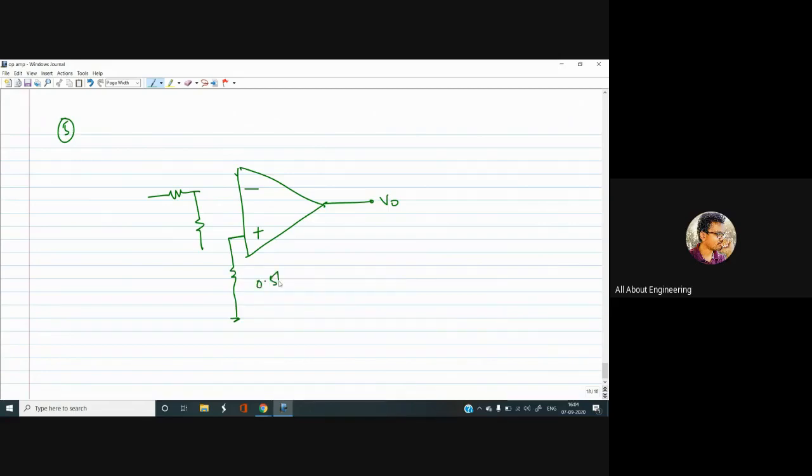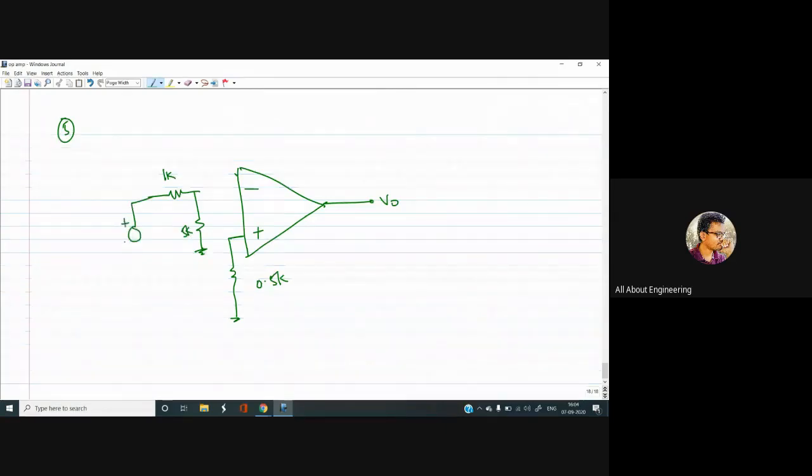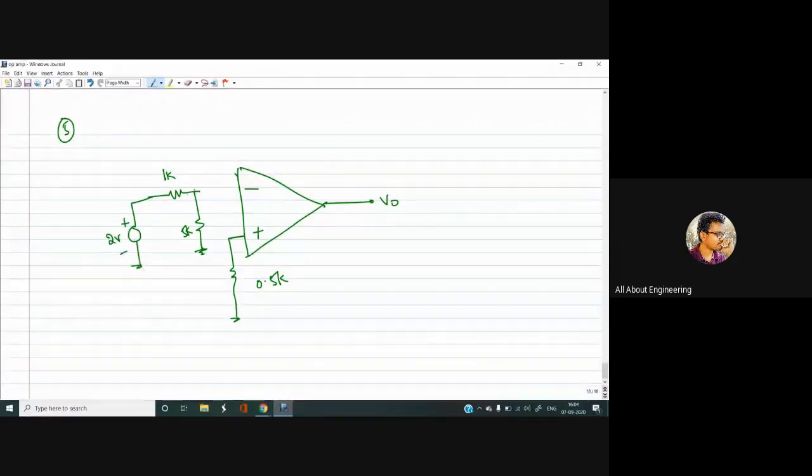Try to solve this question. This is 1K, this is 5K, and here I am applying my input of 2 volts, and the feedback resistance is of value 1K. Find V naught. Your task is to find the value of V naught. So this is 0.5K, this is 5K, this is 1K, this is 2 volts, and this is also 1 kilo.